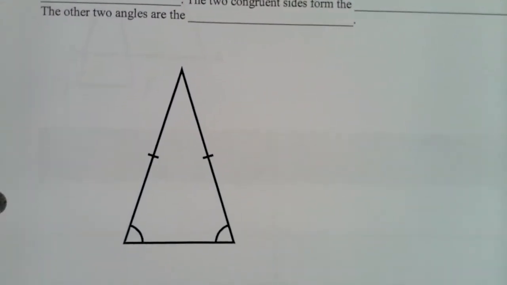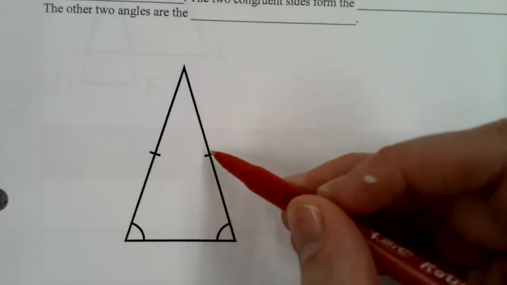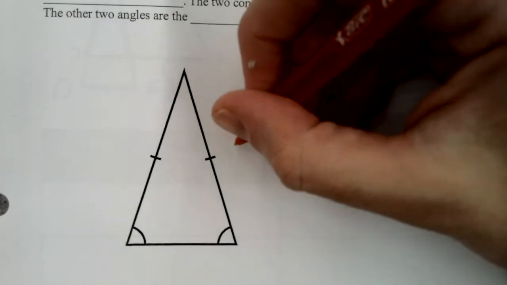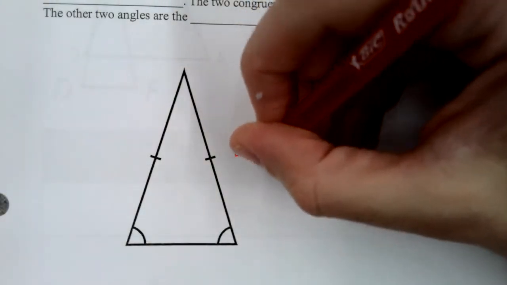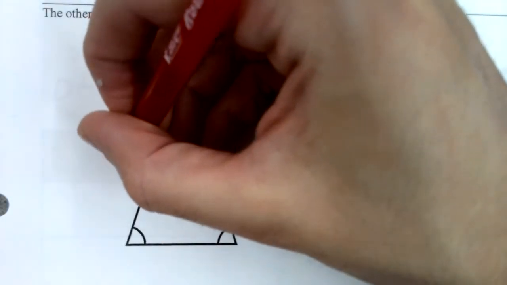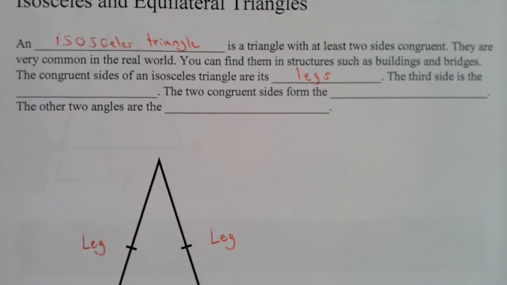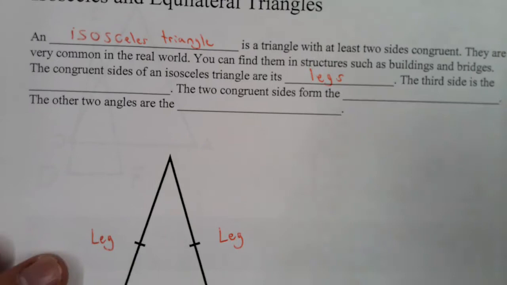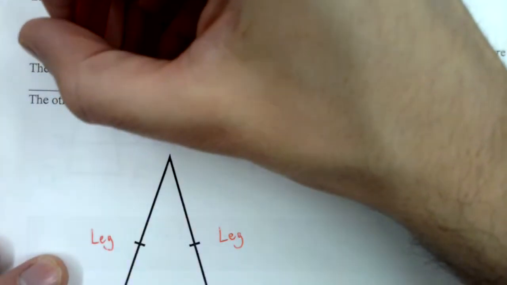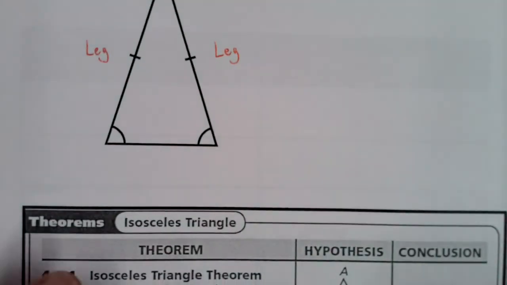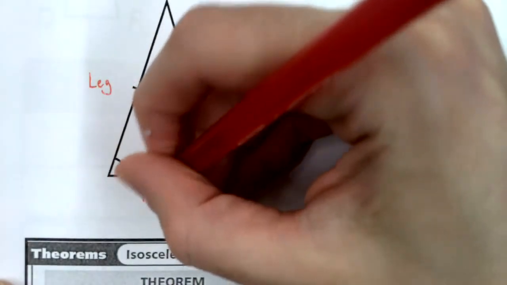So in the diagram below, this side and this side, these are the two congruent sides because they're labeled with one tick mark on each. So those are going to be called the legs. So that's a leg, and that's a leg. The third side is called the base. So in the diagram below, this side would be my base.